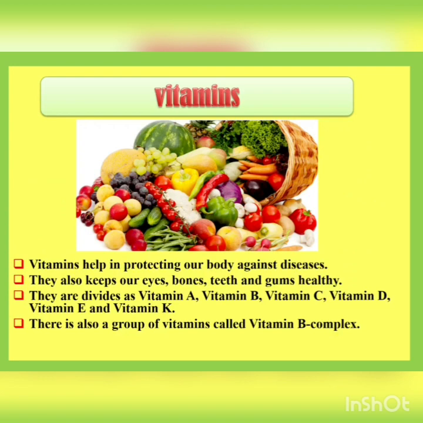They also keep our eyes, bones, teeth, and gums healthy. These points are the advantages or necessities of vitamins. Vitamins also help in the proper utilization of other nutrients such as carbohydrates and fats. Following is the list of vitamins: vitamin A, vitamin B, vitamin C, vitamin D, vitamin E, and vitamin K. There is also another group of vitamins called vitamin B complex. In this session, we will discuss in more detail vitamins A, B, C, and D.